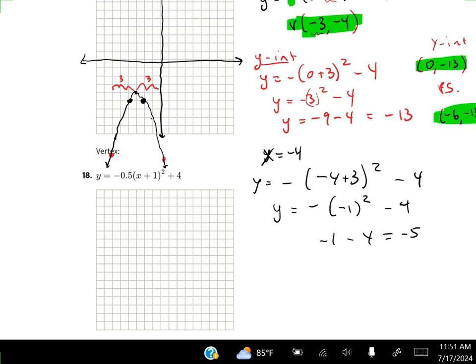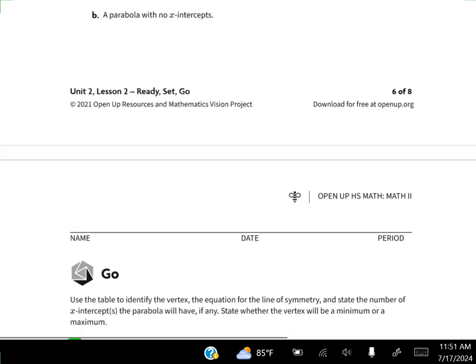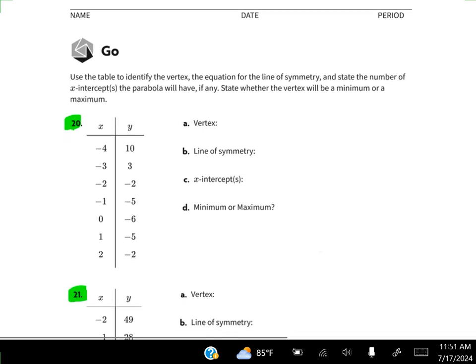And there you have it. So we've finished the set portion of the assignment. The ready part was going through the equation in standard form. The set was in vertex form. And for the last two problems on the assignment, numbers 20 and 21, we're going to be looking at tables and seeing if we can identify certain things about the parabola or the quadratic equation looking at these tables.